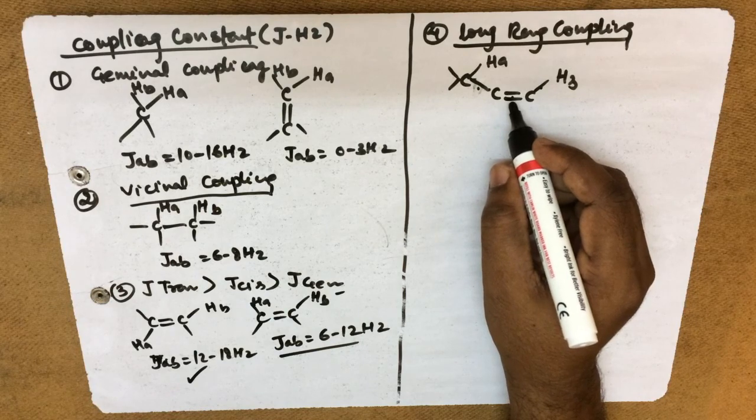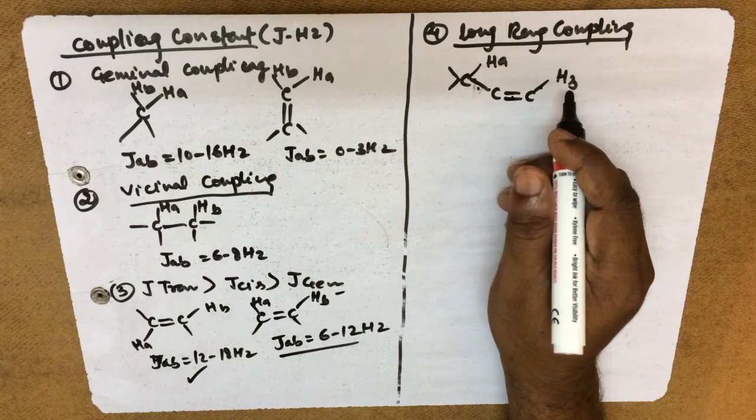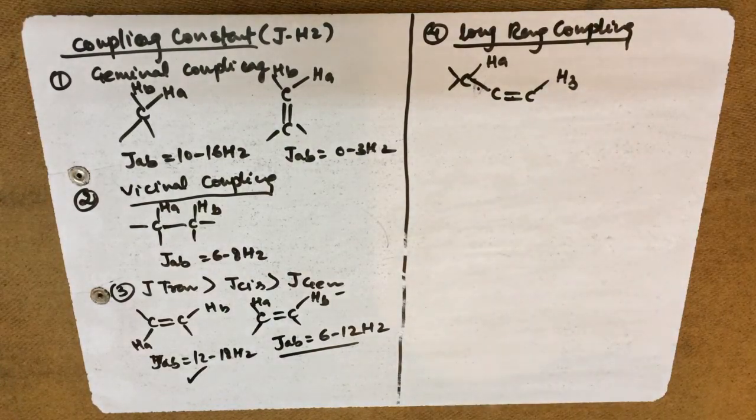And allylic coupling, also when there are conjugated polyacetylene chains, coupling may occur through the system. So these are the data you have to keep in your mind while solving problems. These are very important.